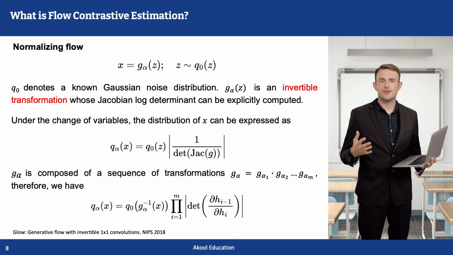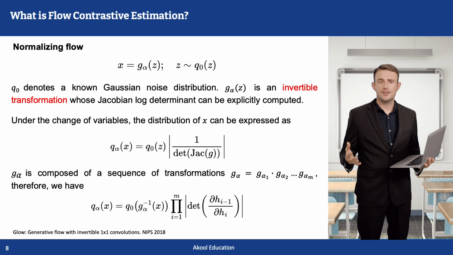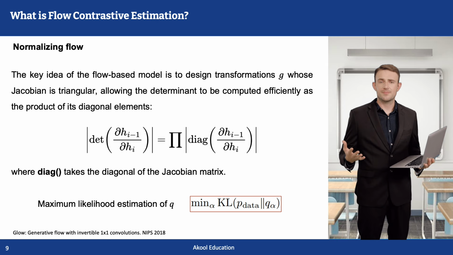In practice, g is built as a composition of multiple simple invertible mappings. Therefore, the log likelihood can be computed by summing over the Jacobian determinants of each transformation step. This property makes normalizing flows both tractable and powerful, as they allow exact likelihood computation and efficient sampling.